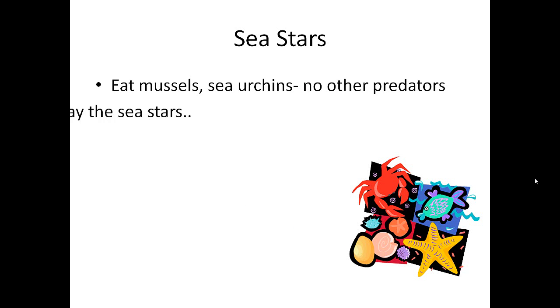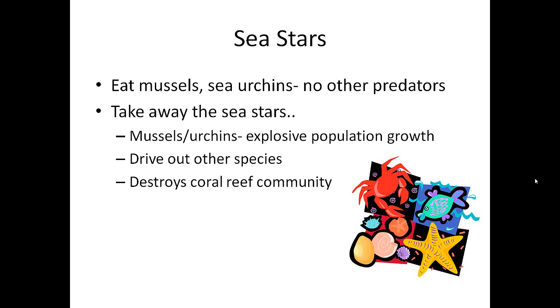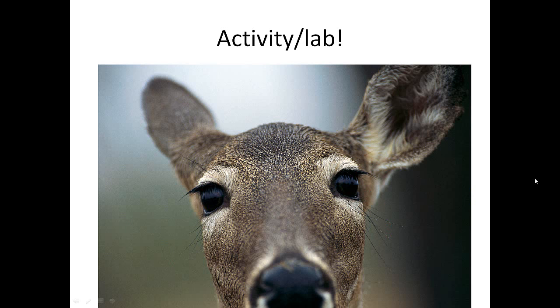If you take away the sea stars, then the mussels and the urchins are going to just explode because there's nothing else stopping them. If they start to become explosive and there's so much overcrowding of mussels and urchins, other species are going to die or be forced to move, which destroys the coral reef community. Interdependence. Now we're going to do an activity that kind of models that predator-prey relationship.